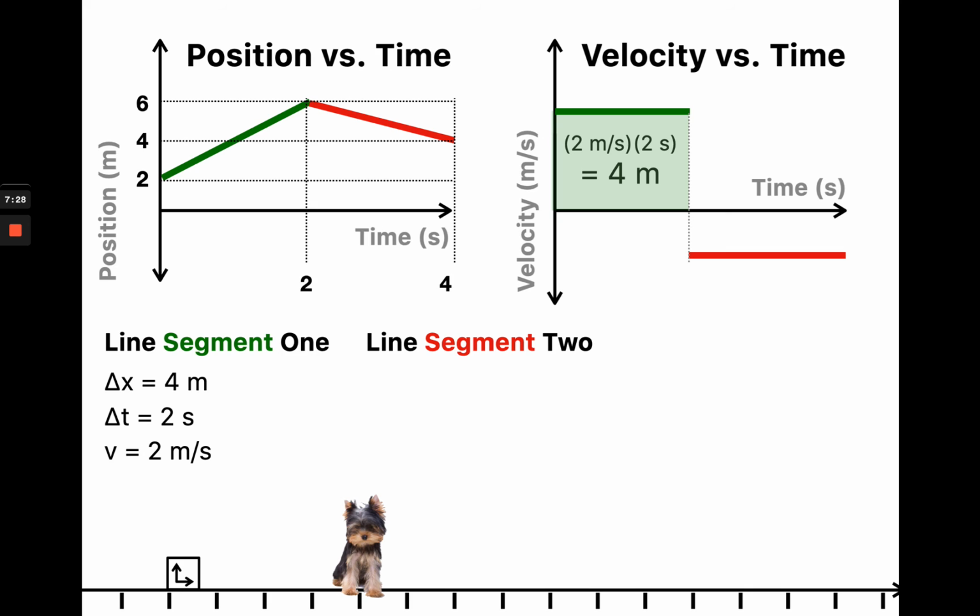Now line segment 2, you're going from 6 to 4. You're changing your position by negative 2. Be careful with the negative signs, right? Because remember, it's always the final minus the initial, so it's really 4 minus 6. So 4 minus 6 is negative 2, and that takes 2 seconds. So the velocity is negative 2 divided by 2, negative 1 meters per second. The important thing I want you to realize is the position graph and the velocity graph correspond perfectly.